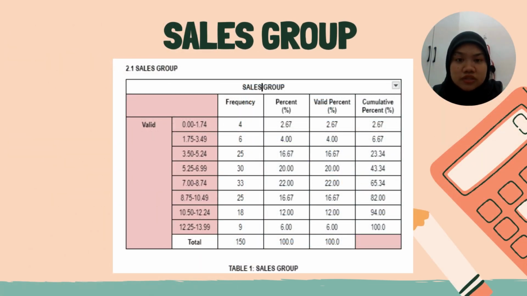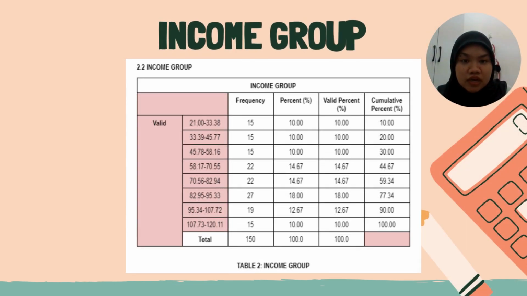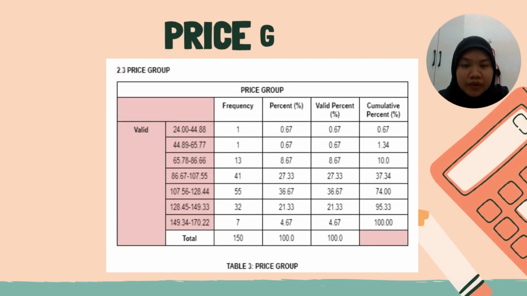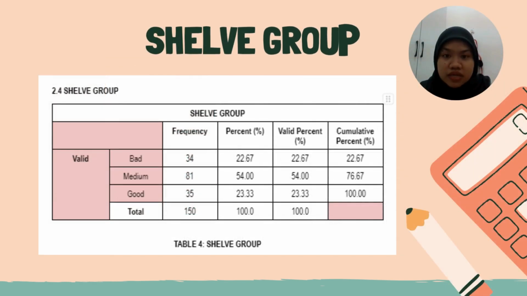For numerical data, we have sale group. For income group, it is a numerical data. Price group is also numerical data for this assignment. As you can see, this is a shelf group, which is categorical data for secondary data.